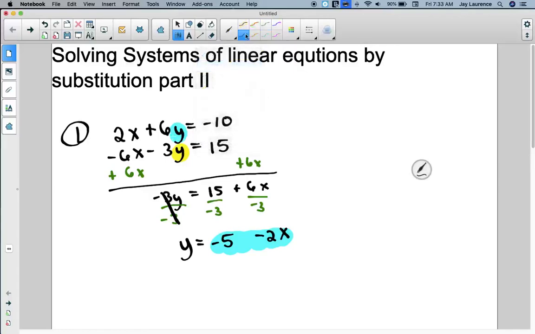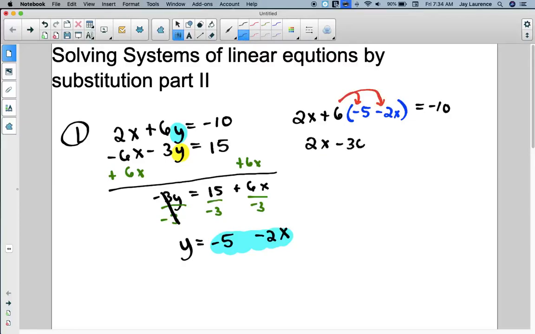So when I do this, I'm going to have 2x plus 6, and then I'm going to put in negative 5 minus 2x in place of y because they are equal to each other, and that's going to equal negative 10. All right, so now I'm going to distribute, making sure to pay attention to my signs, and I will get 2x minus 30 minus 12x equals negative 10.